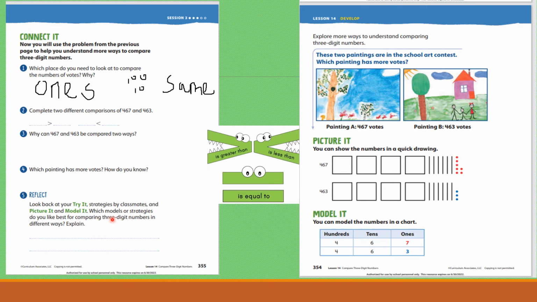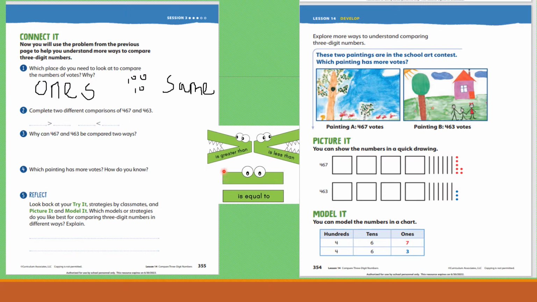Boys and girls, remember, if I'm going too fast, you need to pause the video, slow down. You can rewind the video, whatever you need to do. But if I'm going too fast for you, just pause the video, go back and re-listen to what I just taught, all right? So it says complete the two different comparisons using 467 and 463.